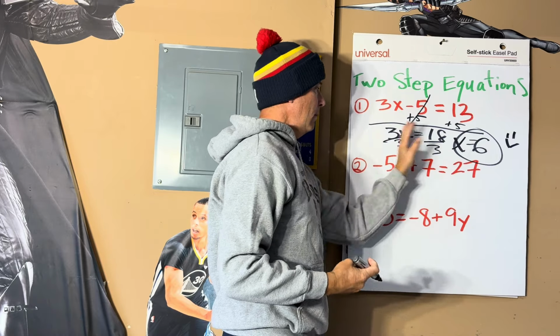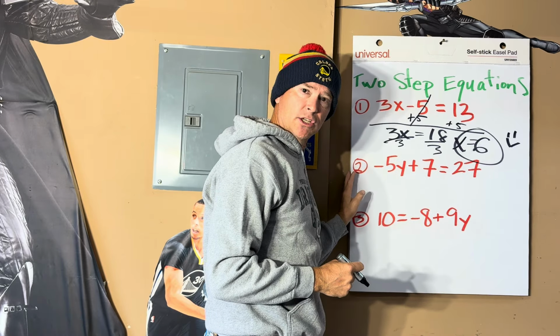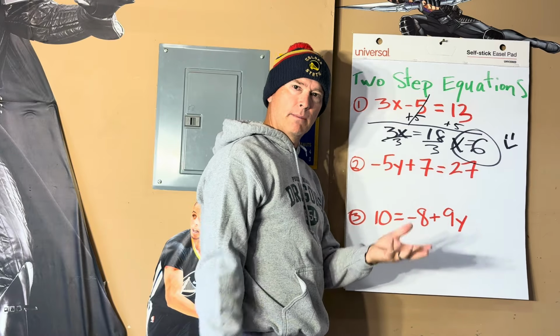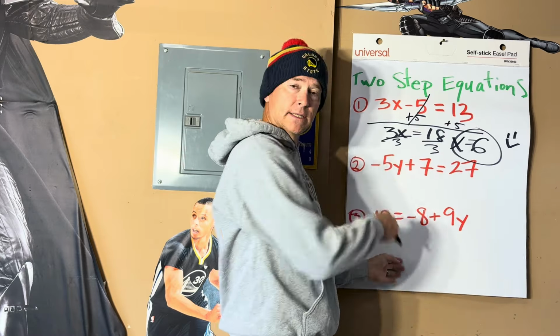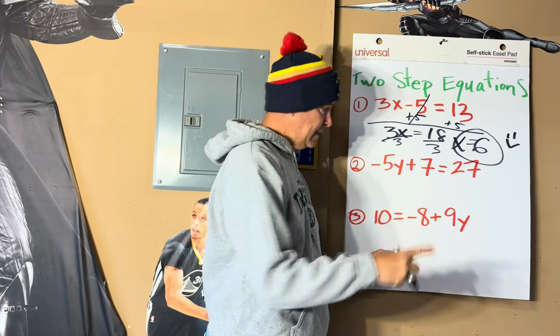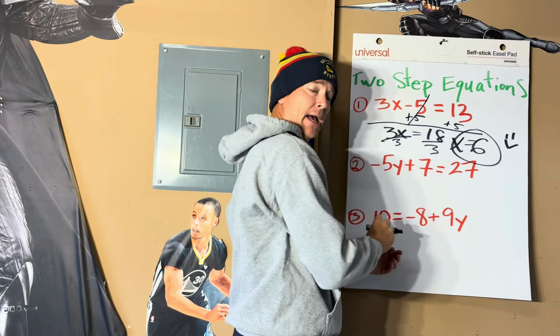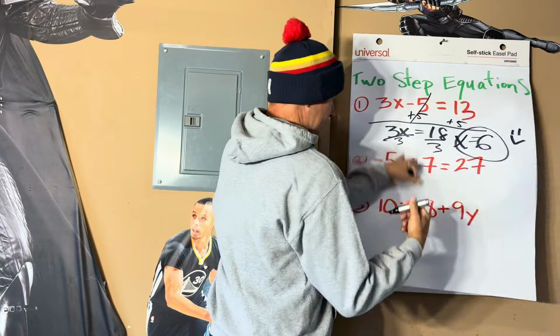Okay. Now, this problem, very similar, just different numbers. Again, think about what we did last time. The number touching the variable has to get rid of last. This dude just hanging out has to get rid of first. What undoes a positive 7?